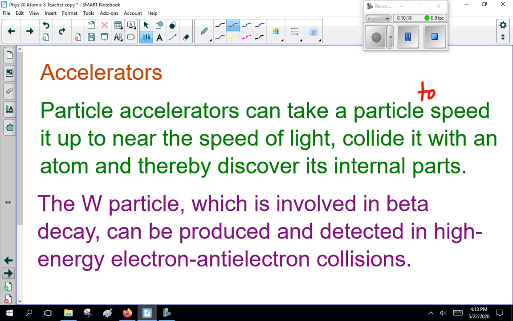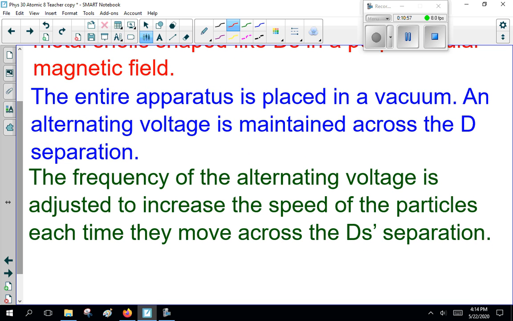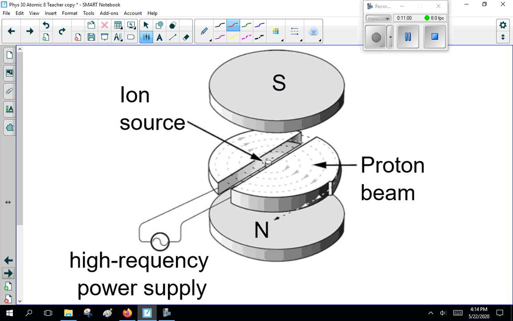Now, the W particle, which is involved in beta decay, can be produced and detected in high-energy electron anti-electron particle collisions, electron positron collisions, antimatter. Cyclotron. Now, a cyclotron is a particle accelerator that consists of two hollow metal shells shaped like D's in a perpendicular magnetic field. This is a particular type of accelerator. The entire apparatus is placed in a vacuum. An alternating voltage is maintained across the D separation. The frequency of the alternating voltage is adjusted to increase the speed of the particles each time they move across the D separation.